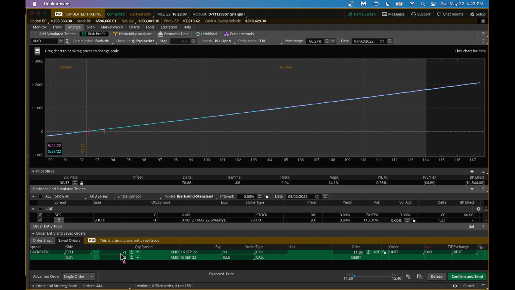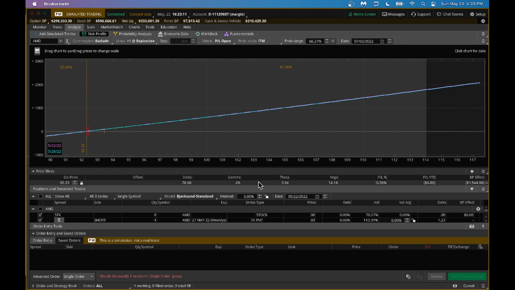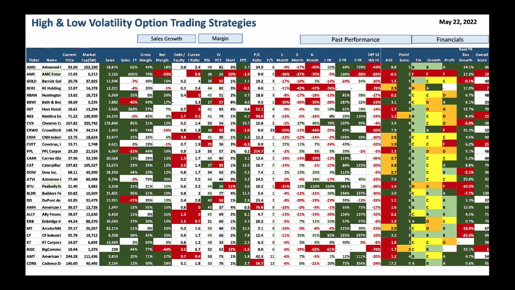You could go implement this strategy here. All right, now let's look at a few more stocks here and go from there. As you look through here, we've got a few more. We've got AMC here.